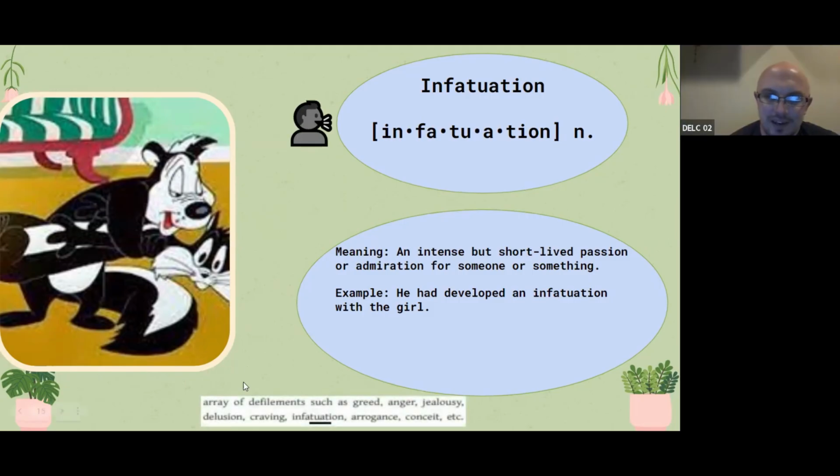Yeah, so an array of defilements such as greed, anger, jealousy, delusion, craving, infatuation. Yeah, it's not a good thing, because this is like wanting. Infatuation is a very serious wanting of something. And so he listed this as defilement.